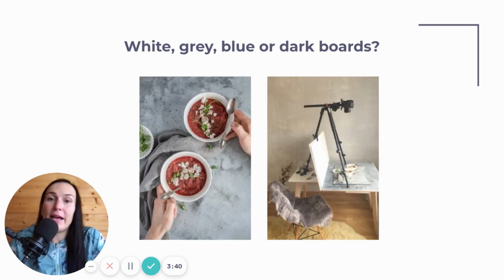And then, for example, you can also use whiteboards or white paper, or something that reflects onto the food as well. Then you get a super nice reflection, and it brightens up the photo big time.